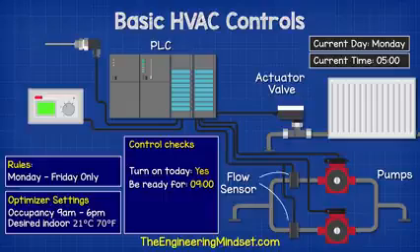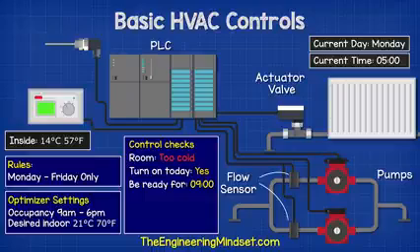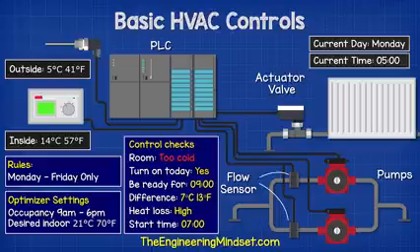The PLC checks the current temperature of the room and calculates the difference between this temperature and the desired temperature. It then checks the outdoor temperature to calculate how long it will take to heat the building, because on a cold day it will take longer, so it will need to start earlier.